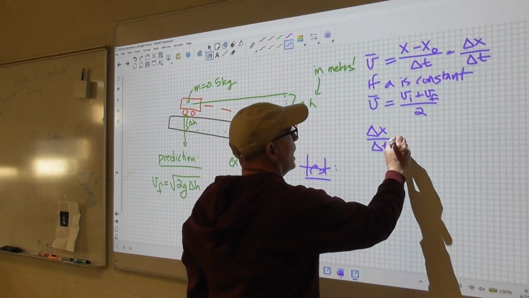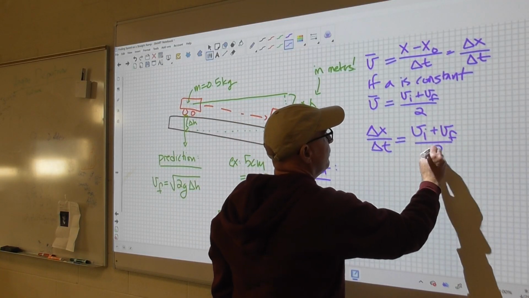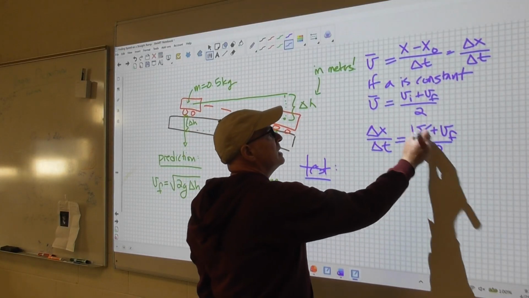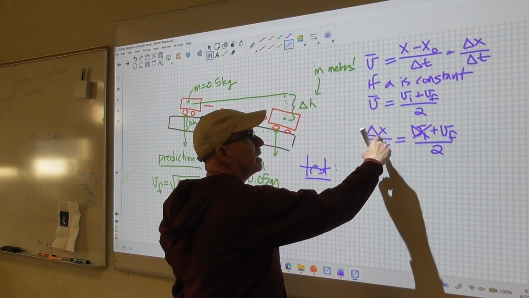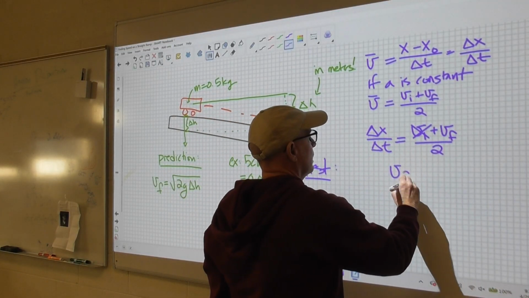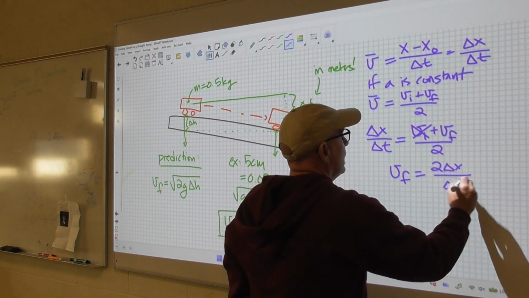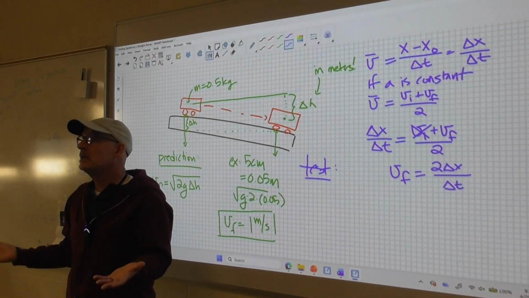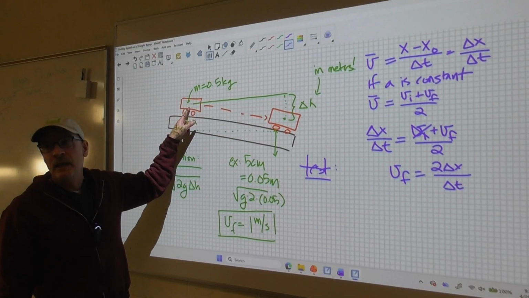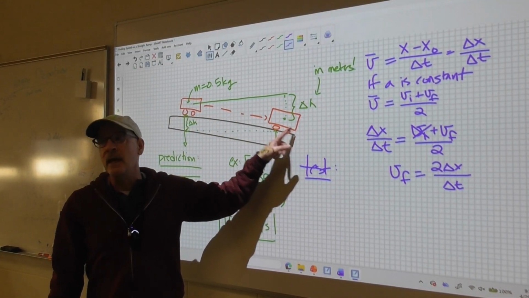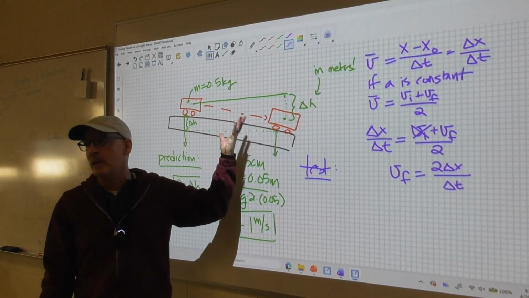The mathematical definition of average velocity will be equal to the arithmetic mean of the initial and final velocity. The initial velocity is 0. The final velocity is going to be equal to 2 times the change in position divided by the change in time. In other words, the final velocity is twice the average velocity, which makes sense. If it starts at 0 and it has an average velocity of 1, then in order to get to the bottom with an average velocity of 1, its final velocity must have been 2. 2 plus 0 divided by 2 is 1.